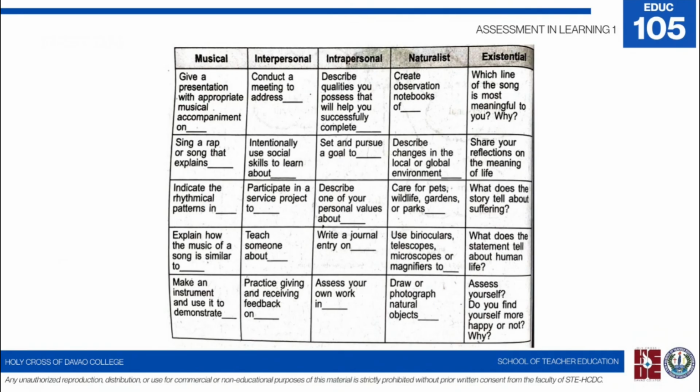So notice that many of these tasks overlap across intelligences. A reflective journal, for instance, can serve both intrapersonal and existential learners. A nature observation notebook can engage both naturalist and visual spatial learners. So as a teacher, you have the freedom to design tasks that honor multiple intelligences at once, making your assessments both efficient and inclusive.